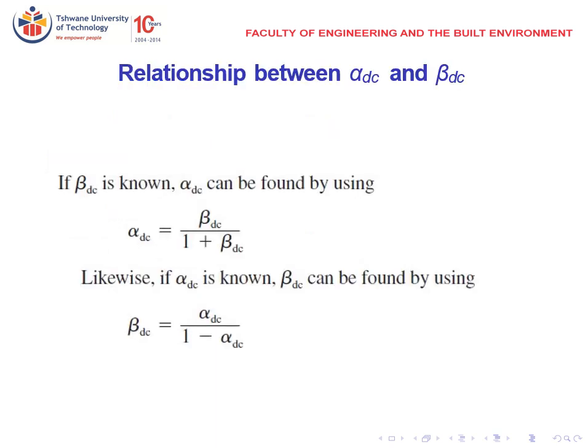What is the relationship between alpha DC and beta DC? If beta DC is known, alpha can be found using the formula alpha DC is equal to beta DC divided by 1 plus beta DC. Likewise, if alpha DC is known, beta can be found using the formula beta DC is equal to alpha DC divided by 1 minus alpha DC.